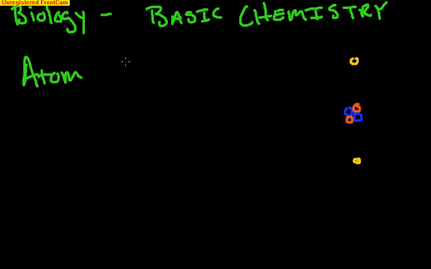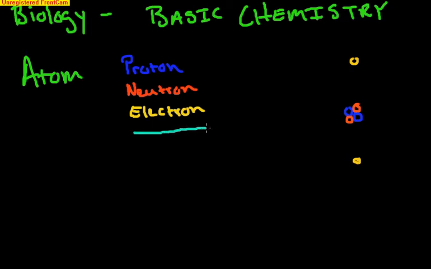The first thing, in blue, is a proton. You're just going to have to memorize that. The next thing in the picture, in red, is the neutron. And lastly, the last thing, in yellow, is the electron. So you're going to have to memorize those three particles that make up an atom.